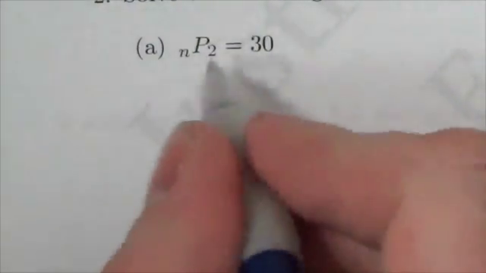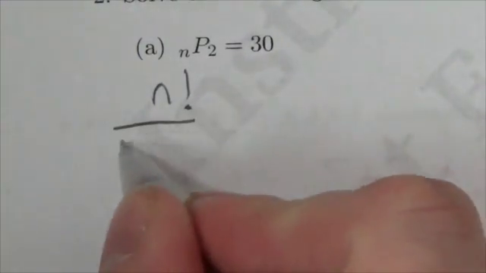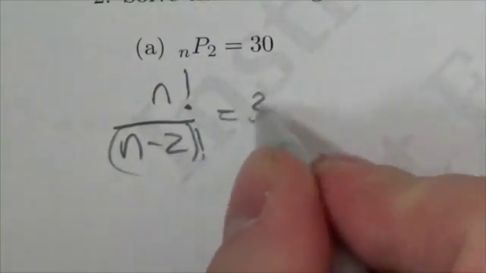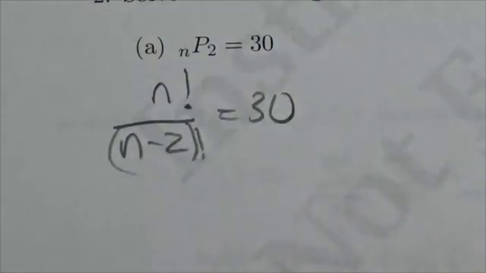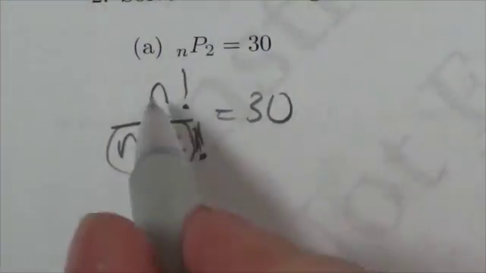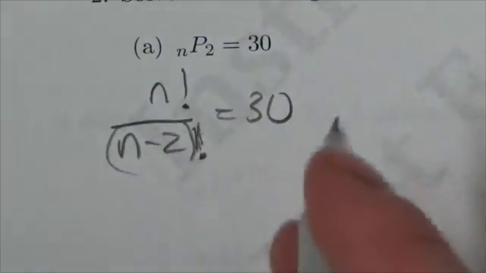Now, I can't do much with it algebraically in the form that it sits, so I've got to convert that into its factorial notation. And so it's going to be n factorial over n minus 2 factorial. Now, between those two, which is bigger? Well, it's going to be n. n has got to be bigger than n minus 2.